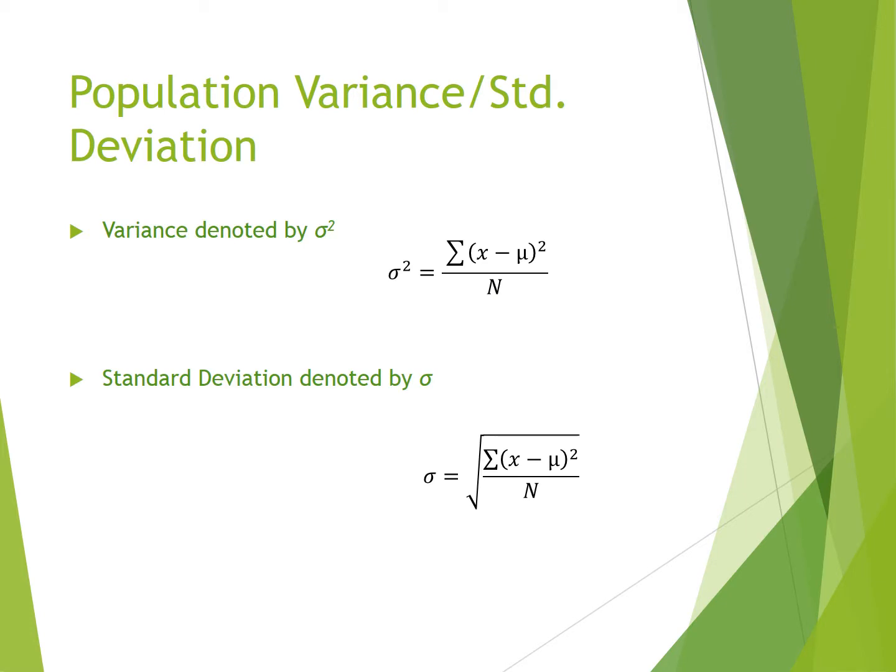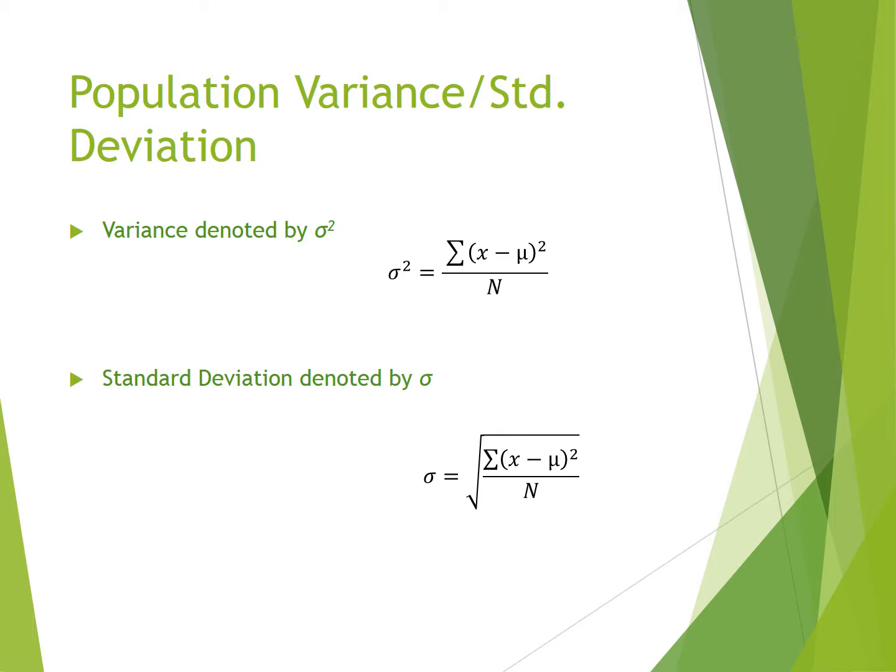We need to find the deviation from the mean. Well, the deviation from the mean is the value minus the mean. Next value minus the mean. So we're going to take each value minus the mean of that data set. We're going to square those values.